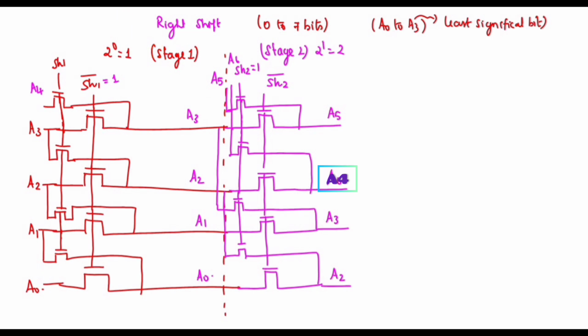Okay, so let us think here. Here my sh2 is 1. So I'm just writing this a3, a2, a1 and a0.